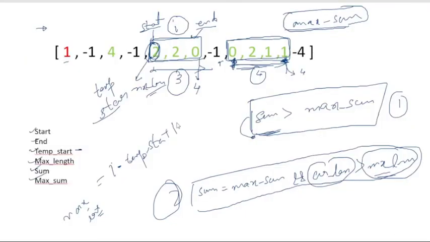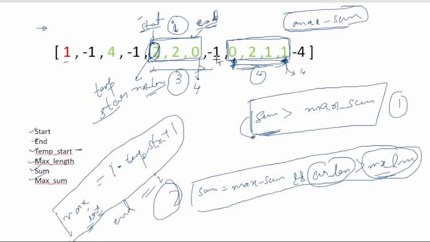Okay, so while iterating, at every index, we will keep updating our maximum length. This maximum length is I minus temporary start plus 1. What is the temporary start? Whenever we come across a subarray, the starting point of that subarray would be our temporary start, and we will keep updating the max length. And while we are iterating at every index, we will also keep updating the end value of that subarray. We will just say end is equal to I.